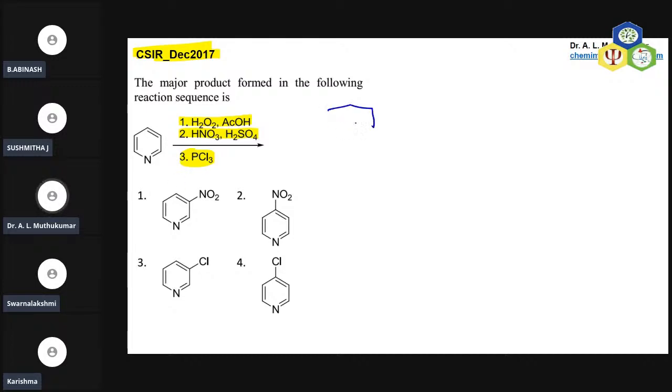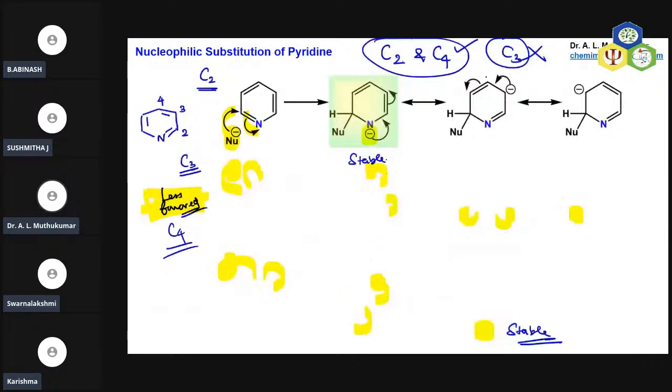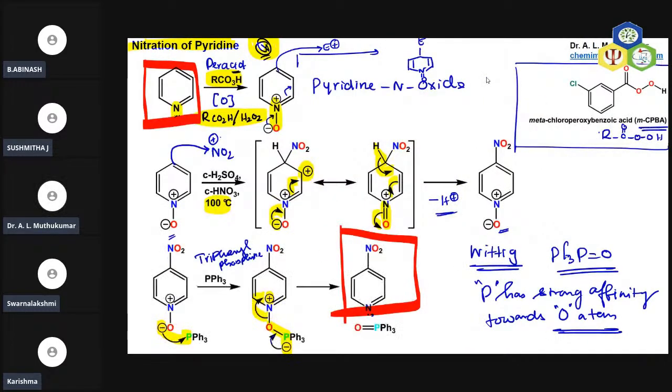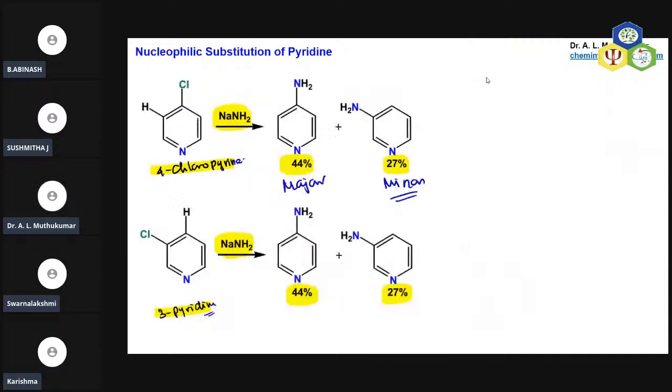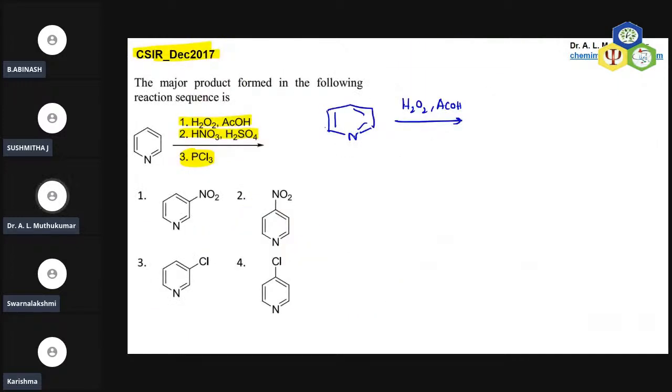When you treat pyridine with a peracid or hydrogen peroxide and acetic acid combination, and just before I explained, pyridine N-oxide will be formed. Exactly this reaction only. So in this case, what is happening? When you treat the hydrogen peroxide and acetic acid reagent combination with pyridine, pyridine will be converted into pyridine N-oxide.